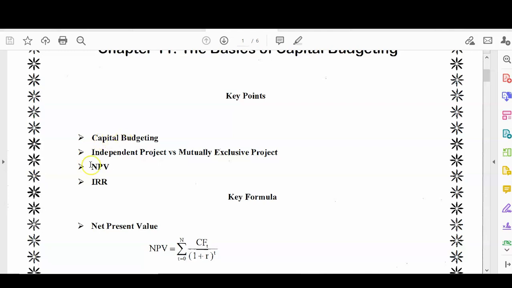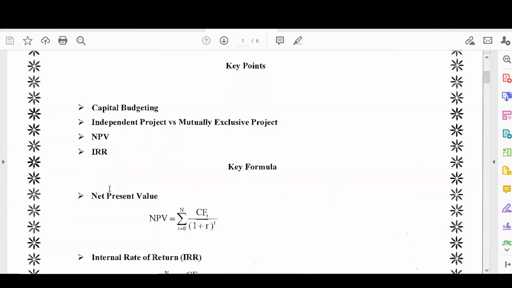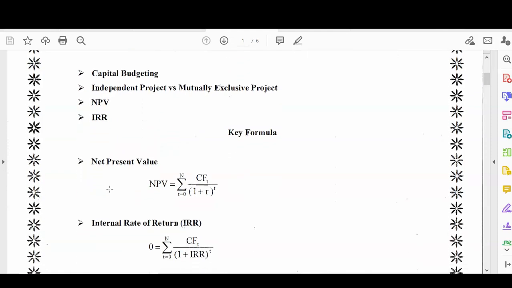Capital budgeting, independent project versus mutually exclusive project, NPV (net present value), and IRR (internal rate of return). And the key formulas would be the formulas for net present value, NPV, which is equal to the discounted value of all the future cash flows of the firm or the project, discounted at the appropriate discount rate R.